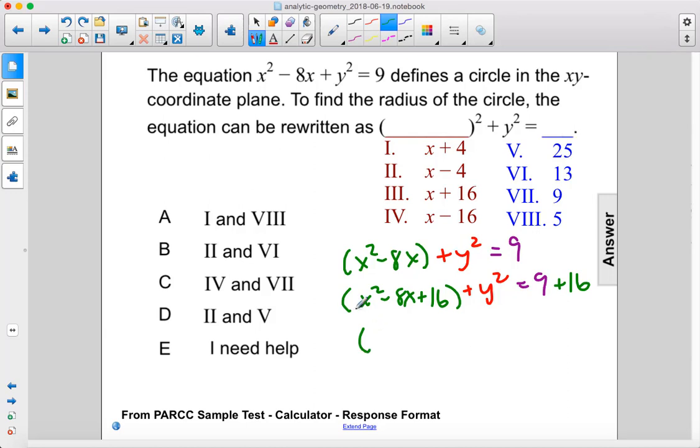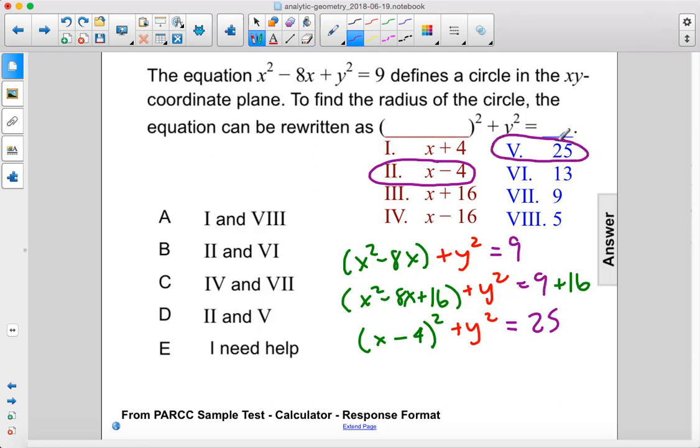All right, so this becomes x minus 4 squared plus y squared equals 25. So x minus 4 goes in here, and 25 goes in here. So 2 and 5, which is D.